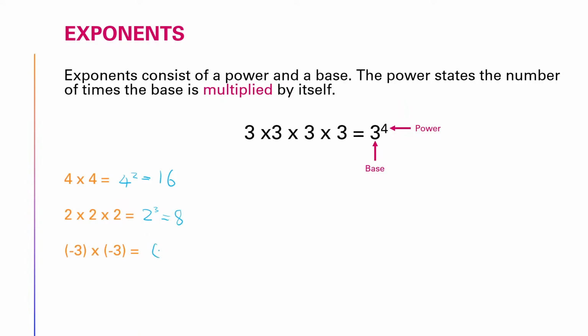Negative 3 times negative 3 can be written as negative 3 to the power of 2, which is equal to 9.